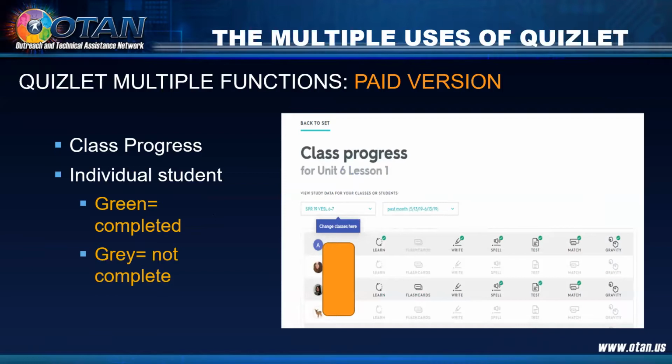The green check mark signifies that a student has completed the activity. The grayed out means the student has not started or completed the activity. From this screen, you can also use the drop-down arrows to change the classes if you have multiple classes created, or change the view to daily, weekly, monthly, or yearly activity.